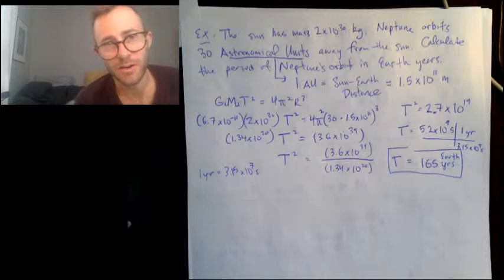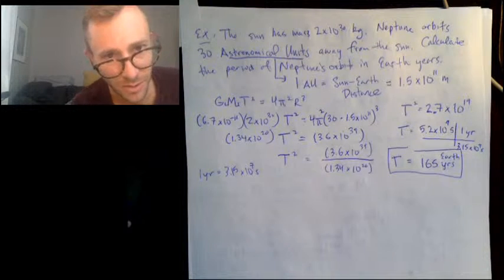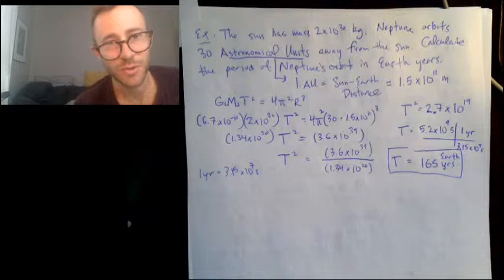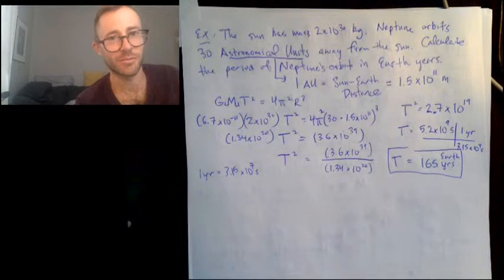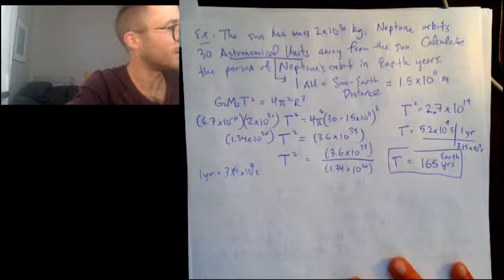If we did the same calculation for Pluto, we get something like 250 years or something. It's hilarious to me because since Pluto has been discovered, it has not even completed a full orbit around the sun yet. Okay.